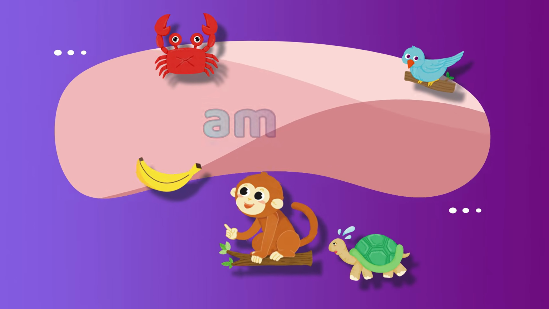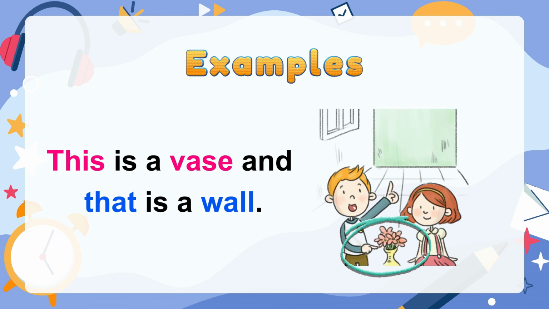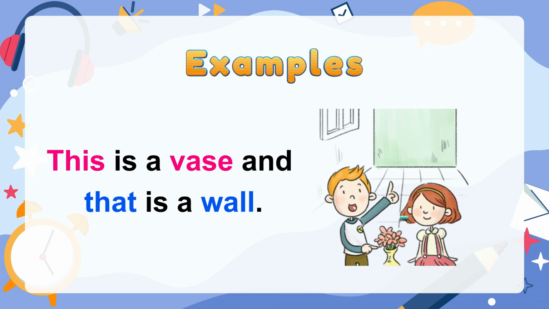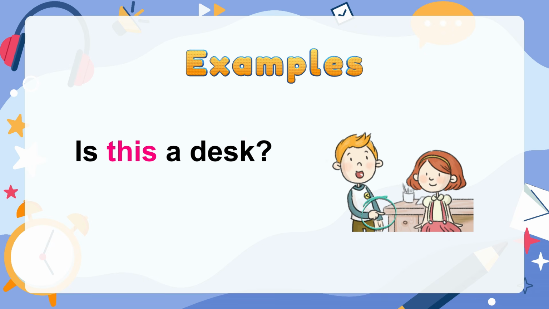Examples. Let's take a look at some examples. This is a vase, and that is a wall. The vase is nearby. This is. The wall is far away. That is. Is this a desk? Yes, it is.